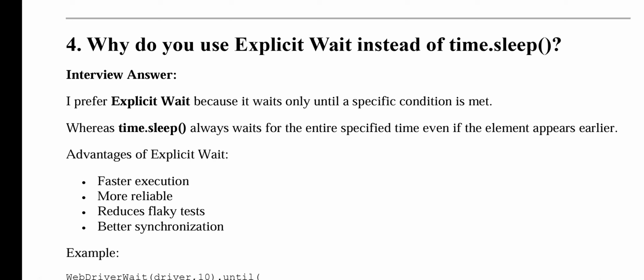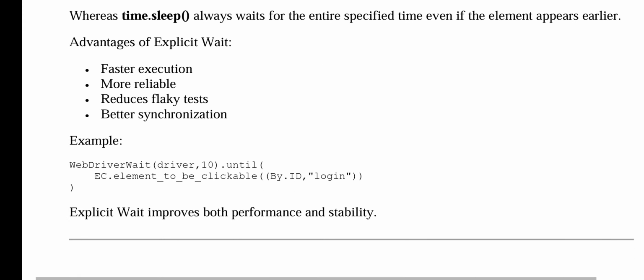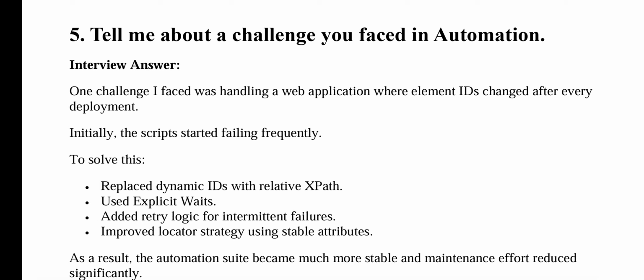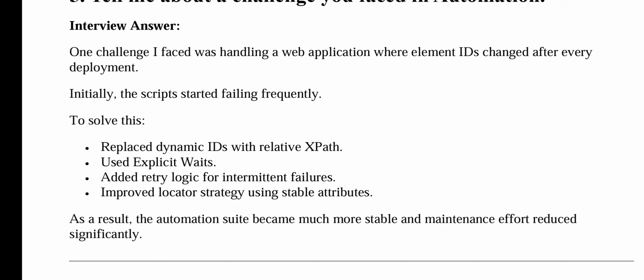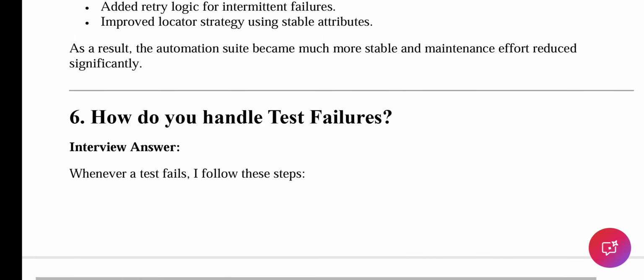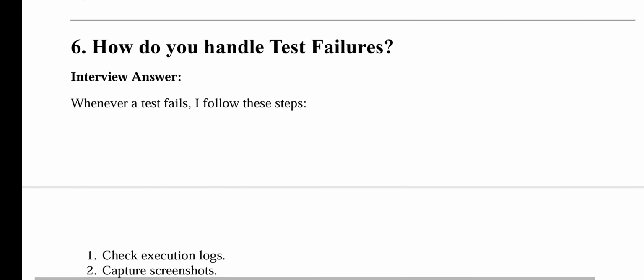And in the fourth question, they asked with respect to the explicit wait. Why do you use explicit wait instead of time.sleep method, or thread.sleep method? And fifth question is about tell me about a challenge you have faced in your automation. Okay, so you need to be ready with any one challenge that you have faced and you need to elaborate the answer in the interview. So you can see the answer that I have already provided.